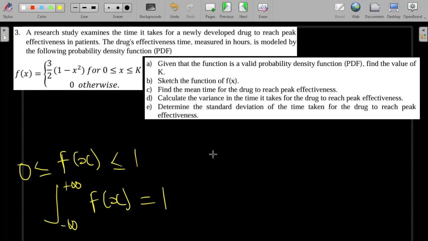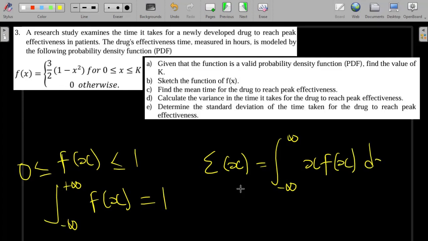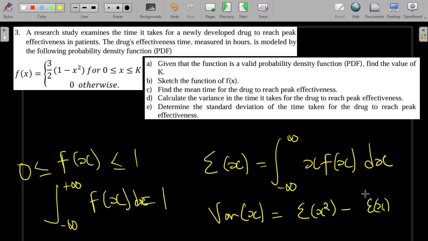Okay, and then we also know that the expected value of x is equal to the integral from the lowest boundary to the highest of x f(x) dx. So here I forgot a dx. And then the variance of x is simply the expected value of x squared minus the expected value of x, squared. To find the expected value of x squared, you just change where there's x here, you put x squared. Right, so those are the common formulas.